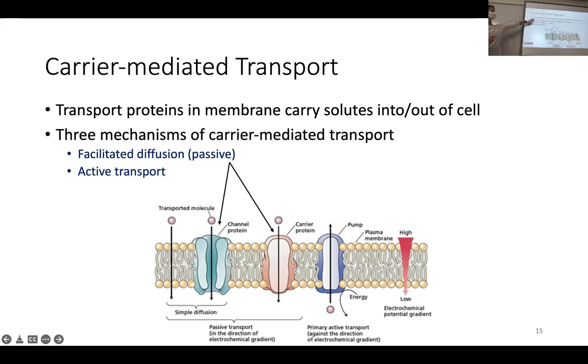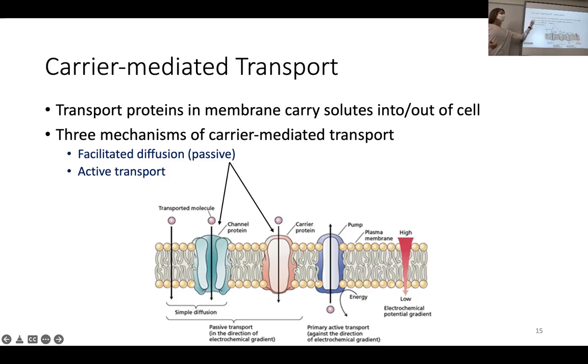Oh yeah, I have 3 here. I should change that. Sorry, I got rid of 1. I'm just lumping all of active transport together. So we only have 2 mechanisms of carrier-mediated transport. I changed that pretty recently and forgot to change that number. So 2 mechanisms of carrier-mediated transport, basically passive and active.